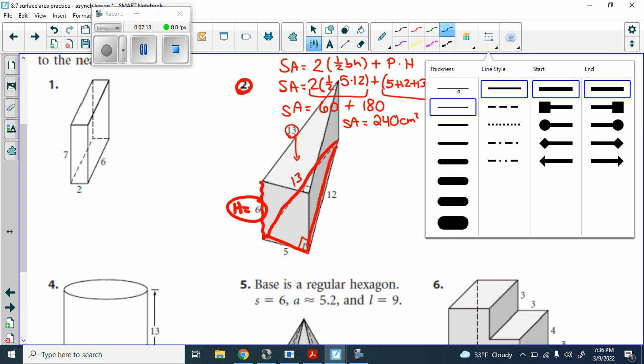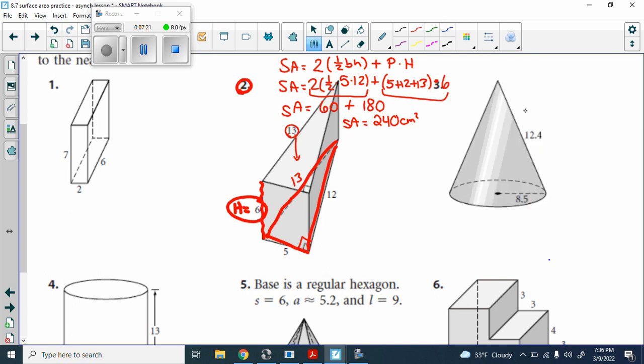Number 3, we're still going to do that same thing, outline the base and mark the height, although I think it's a little more obvious here. The base is this circle. The slant height, that's what we want. That's this 12.4. We don't actually care about the true height. That would be, let me draw that in here.